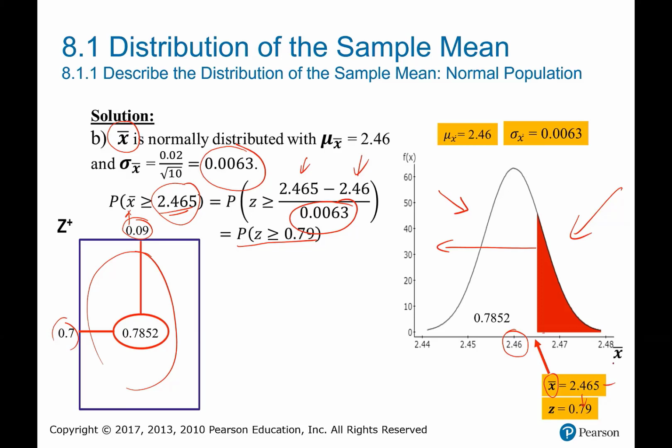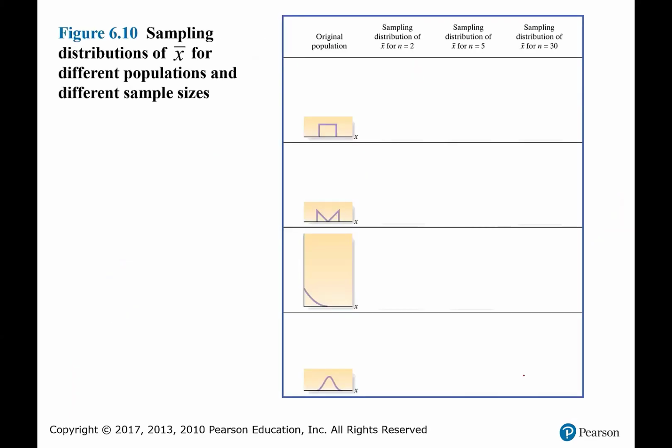But the problem is asking for the probability to the right of 2.465. Then we need to subtract this probability from 1, and this is 21% of all samples of size 10. When we compute the mean of all of these samples, the sample's mean will be bigger than 2.465. That is our conclusion. Let's finish with this graph.